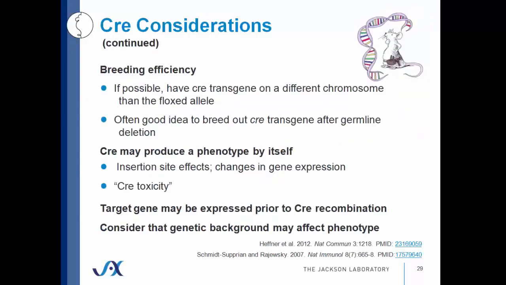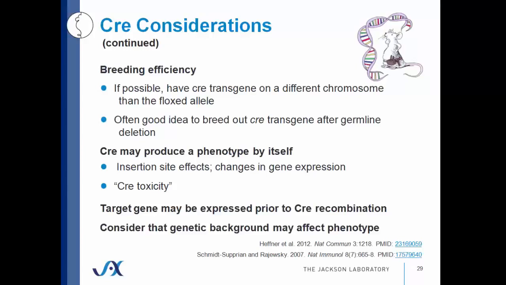And then, of course, for breeding, it's best if you have your Cre transgene on a different chromosome from your loxP flanked allele. If they're on the same chromosome, you would have to get a recombination event to put them on the same chromosome to be able to get homozygous flox Cre positive mice. And again, if you are using germline Cre for germline deletion, it's a good idea to breed that Cre transgene out at some point so that it doesn't interfere with the phenotype that you're looking for. Cre can produce a phenotype by itself, either due to where the Cre has inserted in the genome. It can alter gene expression in the gene it may have inserted in or nearby, and there also can be some Cre toxicity where it just has some sort of toxic effects as well.